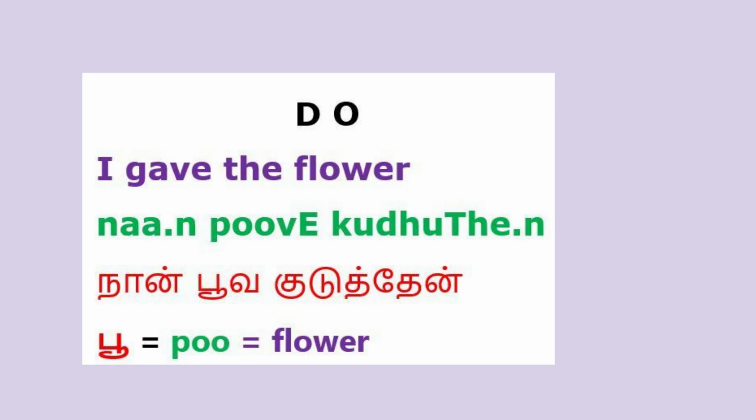I gave the flower. So flower is the direct object here. You are doing an action, that is you are giving. What are you giving? The flower. Na poova kuduthen. I gave the flower. Na poo, that is flower, that becomes poova. Na poova kuduthen. I gave the flower.